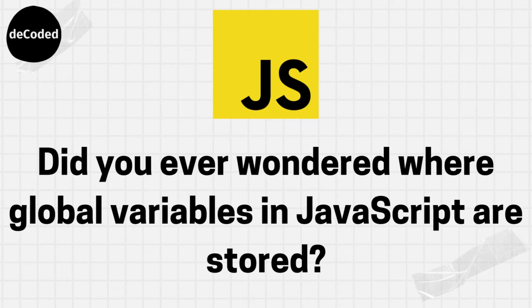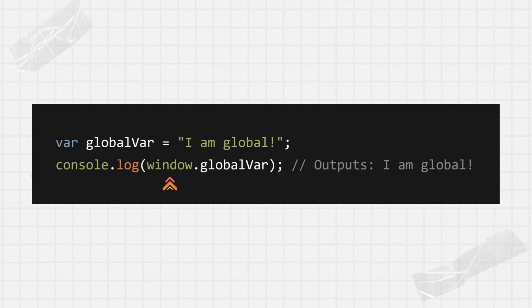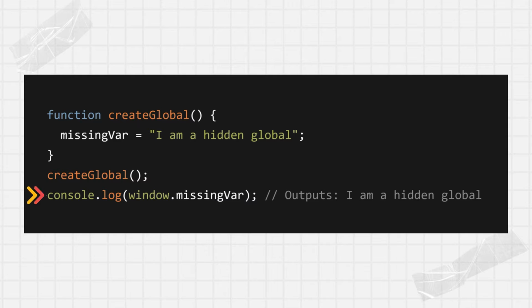Did you ever wonder where global variables in JavaScript are stored? Let's find out. In the browser, the global object is usually the window object. Any variable declared outside a function becomes a property of the window object. If you forget to use var, let, or const, a variable is added to the global object unintentionally.